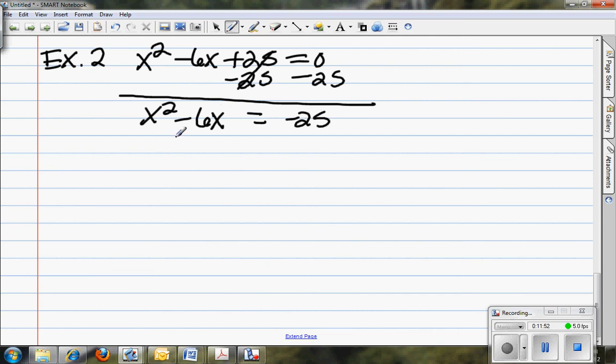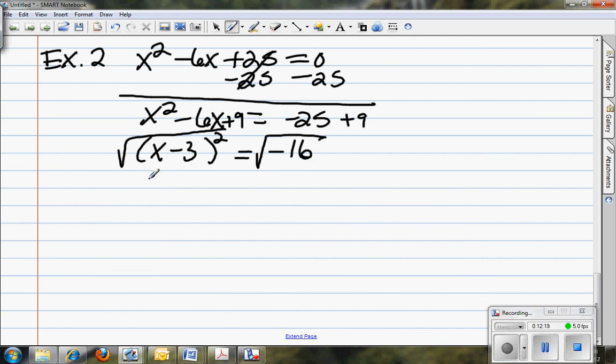What am I going to add here to both sides? Half of b. So b is negative 6. Half of that is negative 3. Squared is 9. So I'm going to add 9 to both sides. Once I do that, this factors down into x minus 3 squared, which is equal to negative 16.